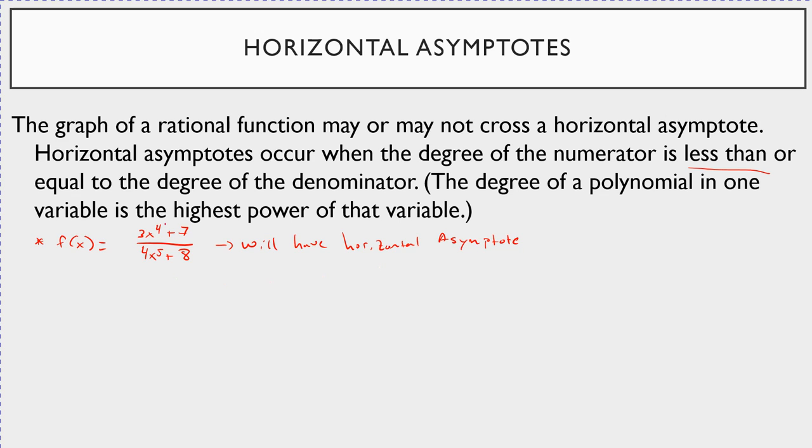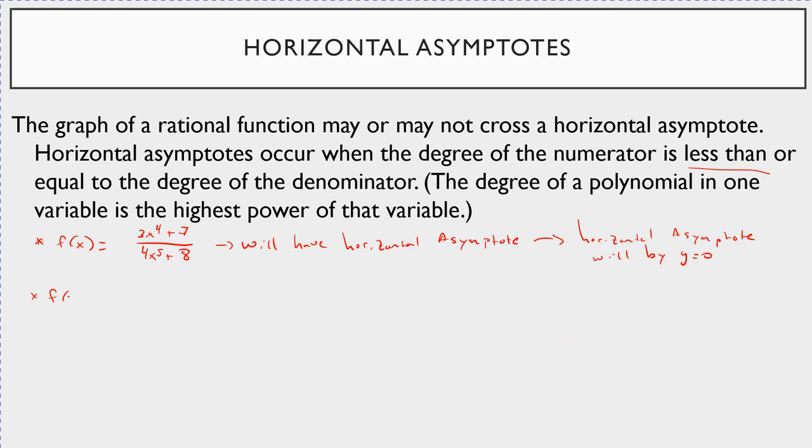In this case, when the degree of the numerator is less than the degree of the denominator, the horizontal asymptote will just be the line y is equal to 0. So it'll be the x-axis, okay, when the degree is less than.